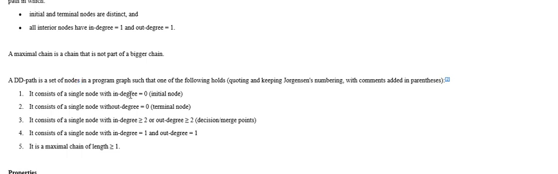Here, it consists of a single node with in degree equal to 0, which means it is an initial node, the starting node. It consists of a single node with out degree equal to 0, which means it is a terminal node. It consists of a single node with in degree greater than or equal to 2, or out degree greater than or equal to 2, which means decision and merge points. It consists of a single node with in degree equal to 1 and out degree equal to 1. It is a maximal chain of length greater than or equal to 1.